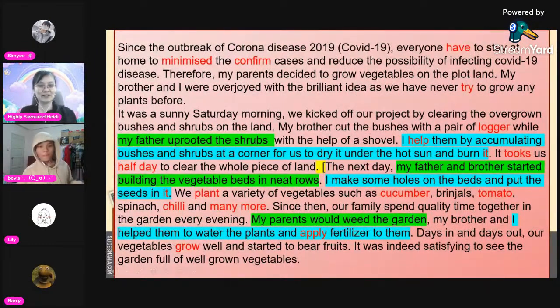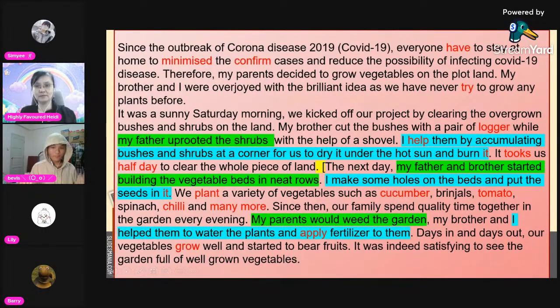Since the outbreak of corona disease of 2019, everyone have to stay at home to minimize the confirmed cases and reduce the possibility of infecting COVID-19 disease. Therefore, my parents decided to grow vegetables on the plot land. My brother and I were overjoyed with the brilliant idea as we have never tried to grow any plants before. It was a sunny Saturday morning. We kicked off our project by clearing the overgrown bushes and shrubs on the land.